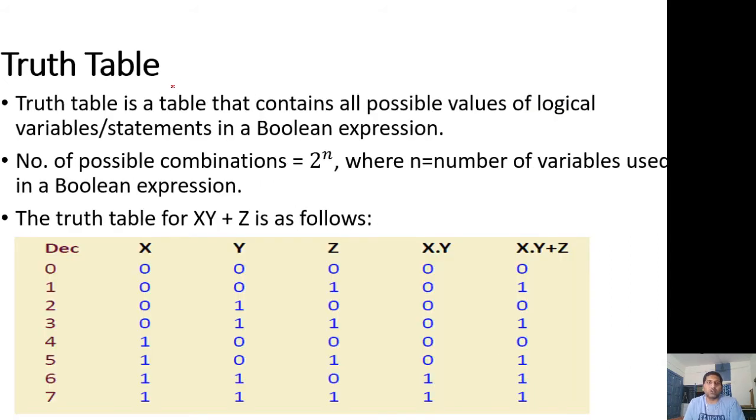Now we are going to talk about the truth table. The truth table is a table that contains all possible values of logical variables and statements in a Boolean expression. The number of possible combinations is 2 raised to the power n, where n is the number of variables used in the Boolean expression. Now we go to the truth table of xy plus z. In xy plus z there are 3 variables.